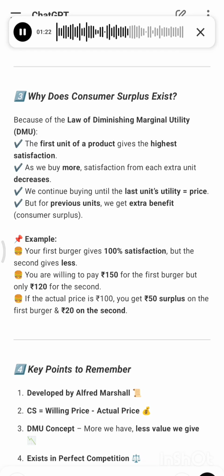Example: your first burger gives 100% satisfaction, but the second gives less. You are willing to pay $150 for the first burger, but only $120 for the second. If the actual price is $100, you get $50 surplus on the first burger and $20 on the second.